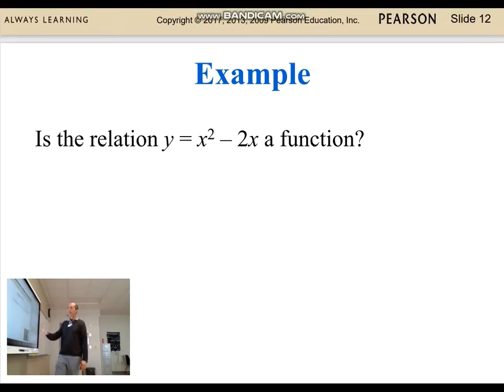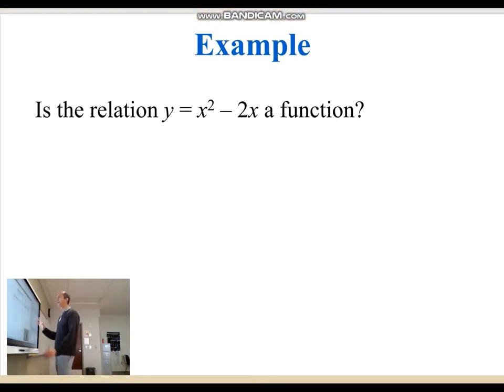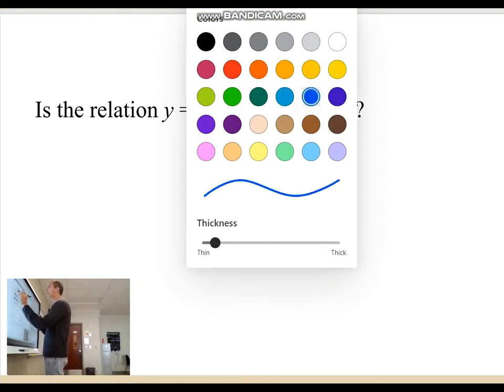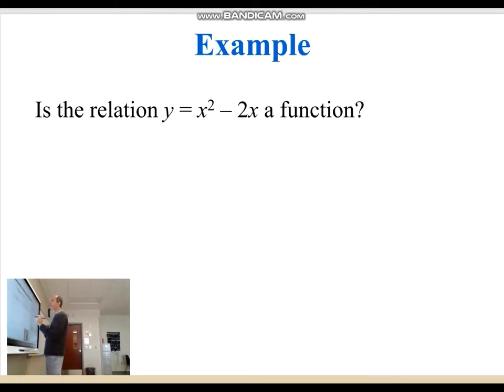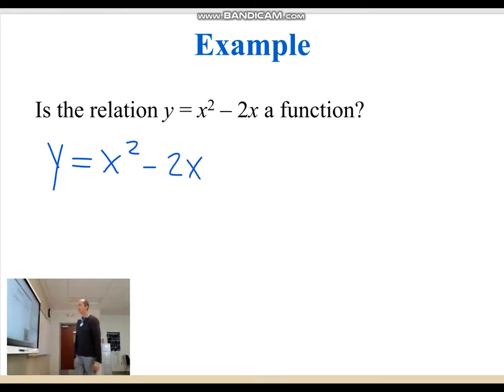Another example, now we have an equation, and tell me, what do you think? Is this relation represented by the equation a function or not? What do you think? y equals x squared minus 2x. Is this a function or not?